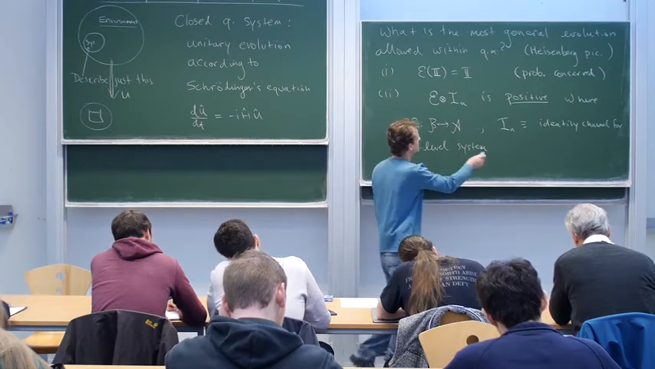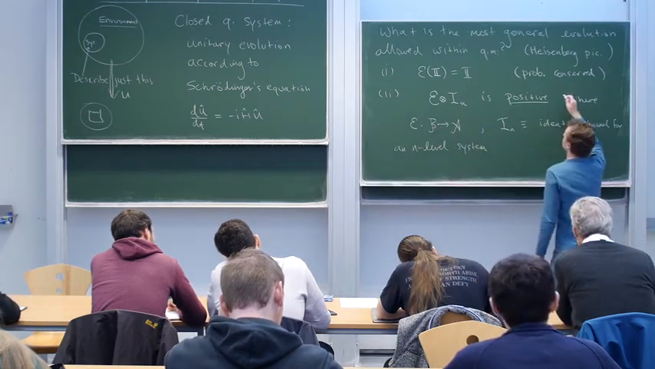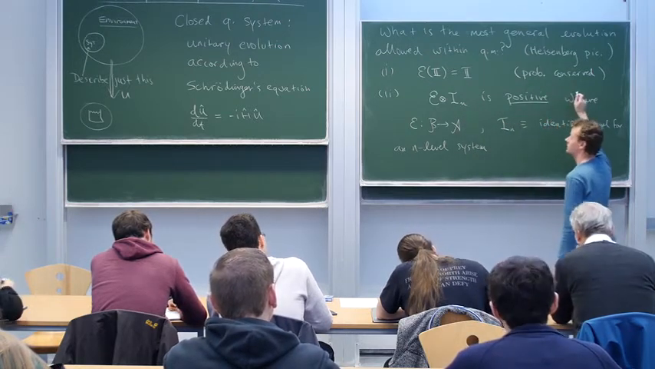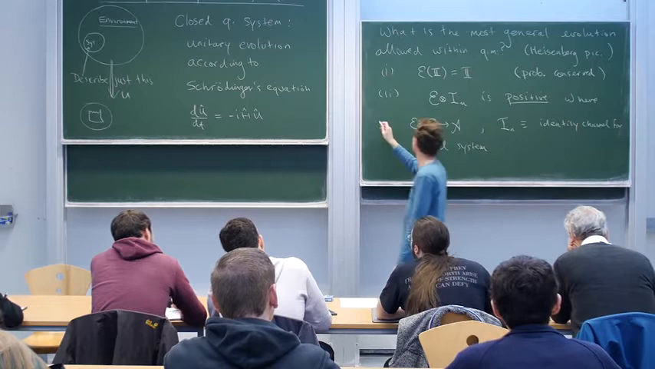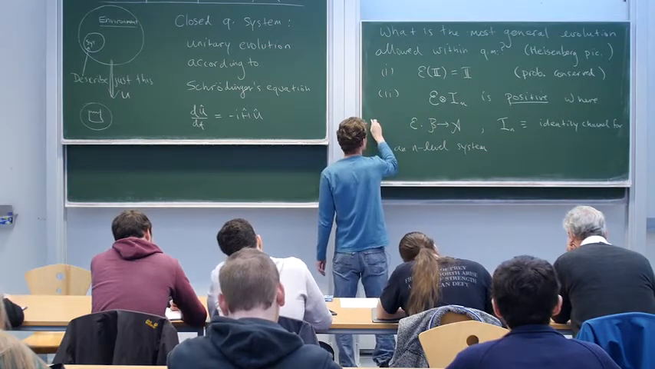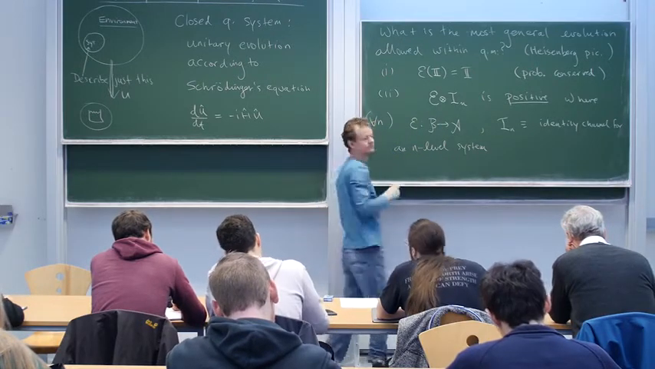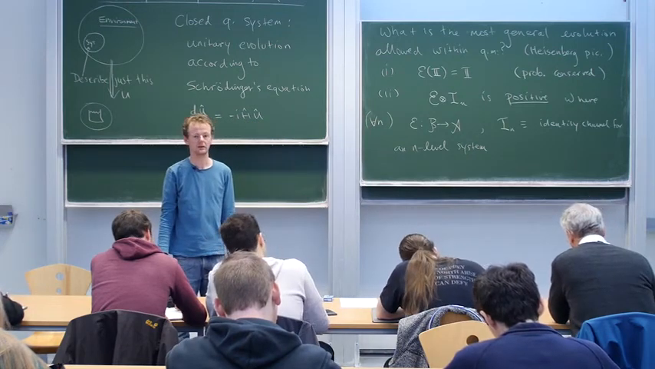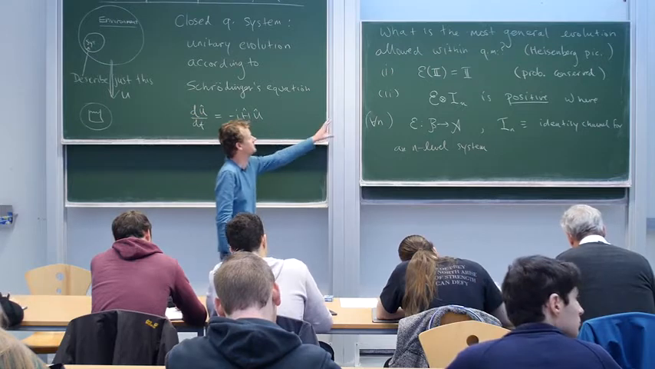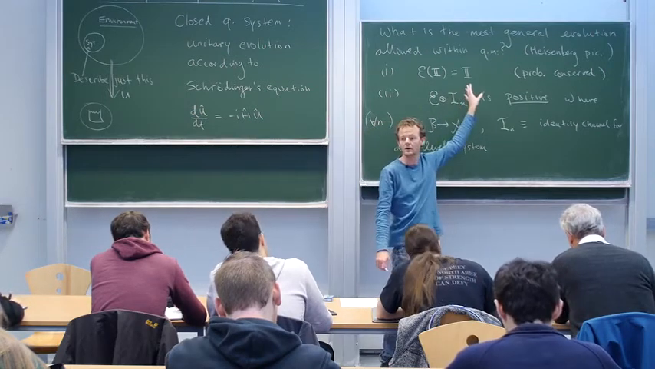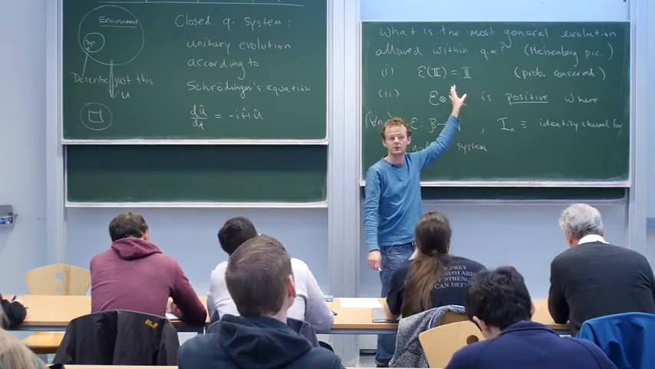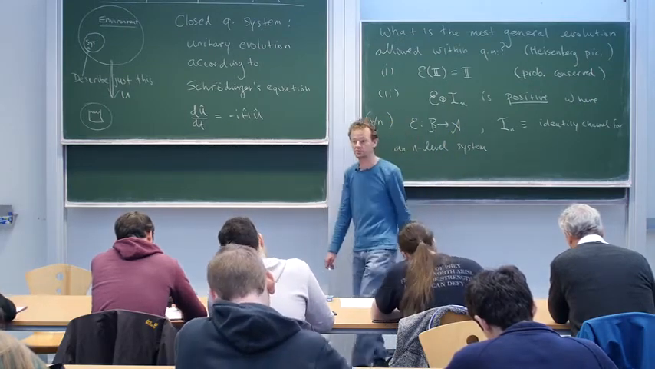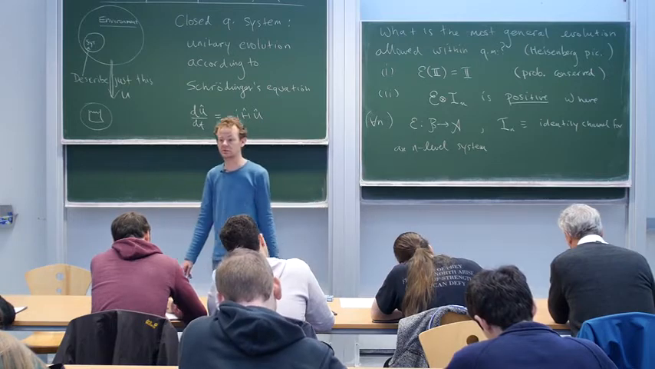And that's it, actually. Well, this has to be true for all n. That's the only quantifier I'm missing here. So I'll stick a for all n there. And that's the bare minimum you might require from any map claiming to be a valid evolution of a quantum system, open or closed or otherwise.